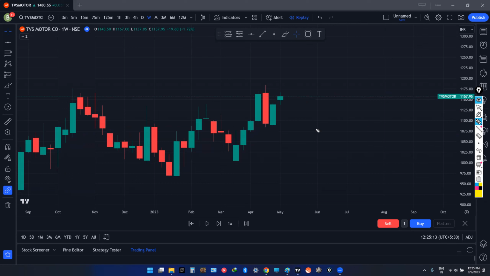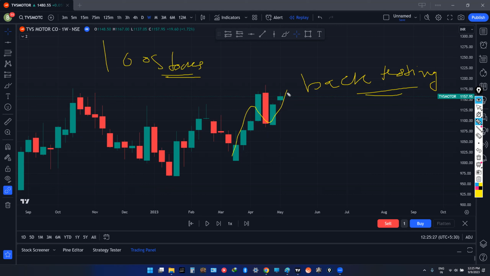But again, everything is based on back testing. How much you have tested, how many stocks. Suppose for 100 stocks, you have back tested this same structure for 1,000 times.